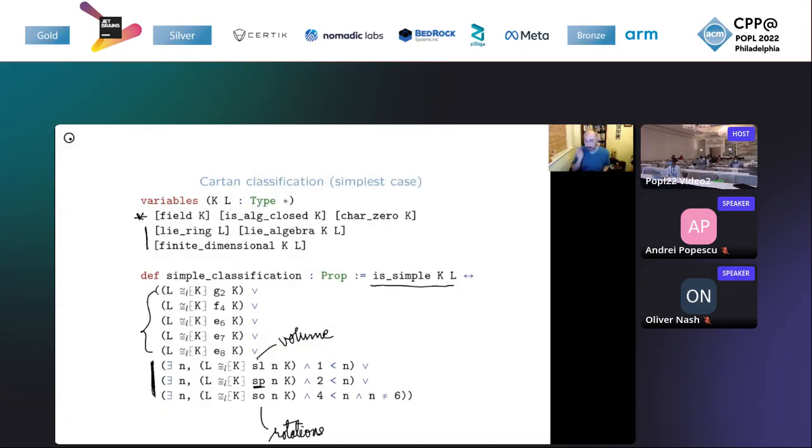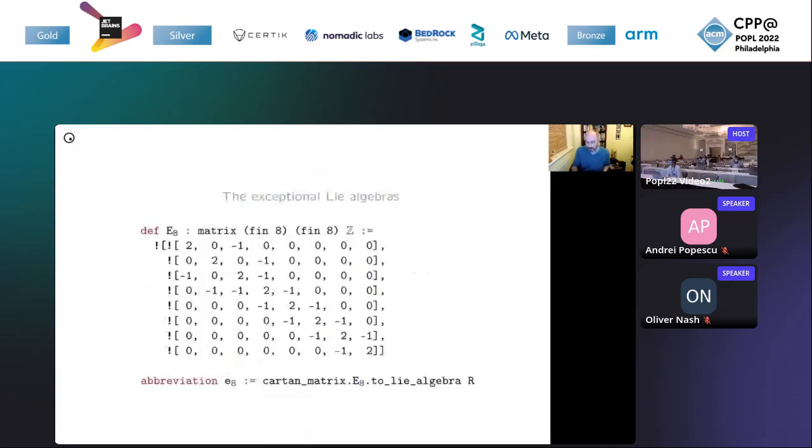So if you want to be able to state the classification theorem, you have to be able to say what it means for a Lie algebra to be simple. And you have to be able to define these SL, SP, and SO. But you're also going to have to be able to define these exceptional Lie algebras. And so the question is how to do that. It's not totally trivial. So I thought a little bit about that, and I decided to use a construction essentially due to Serre, where you start with a matrix.